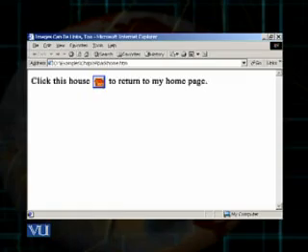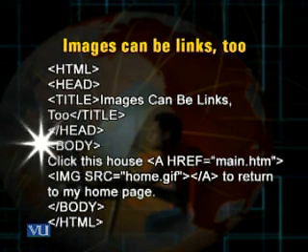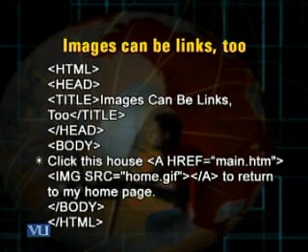What is the code behind this? As you can see in the slide, let's start with the body tag. The line runs, click this house, then comes the anchor tag, href equals main.htm. This is some HTML file which is the destination file to which the user would be diverted by clicking the picture of the house.